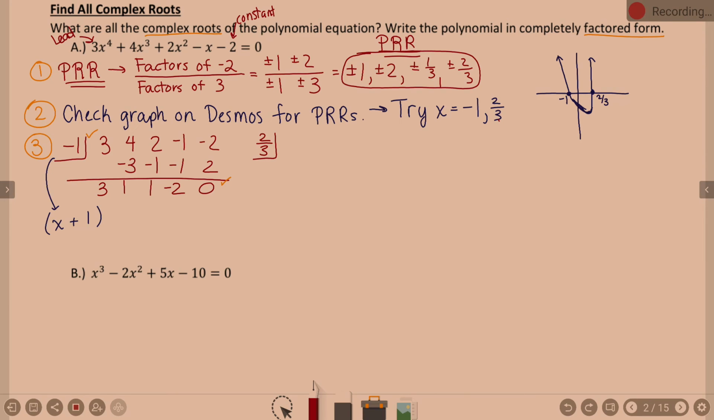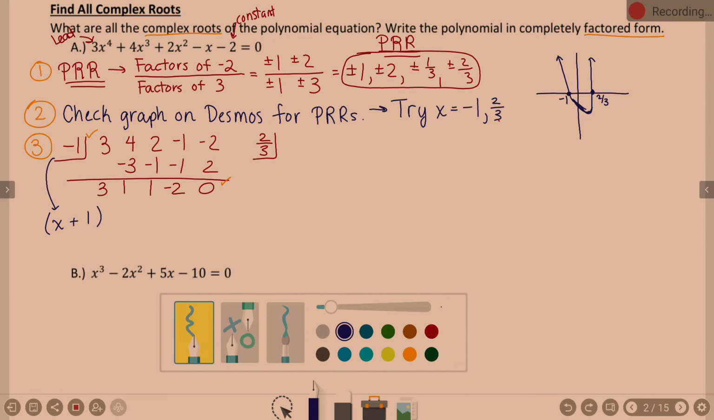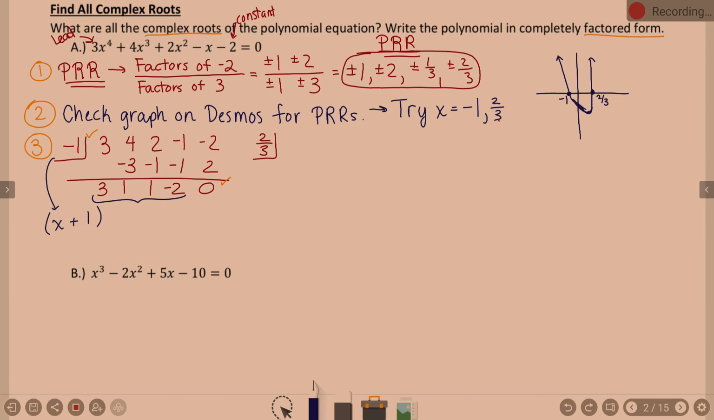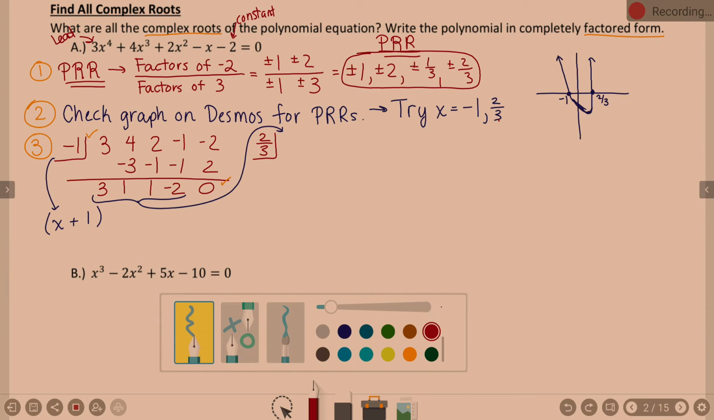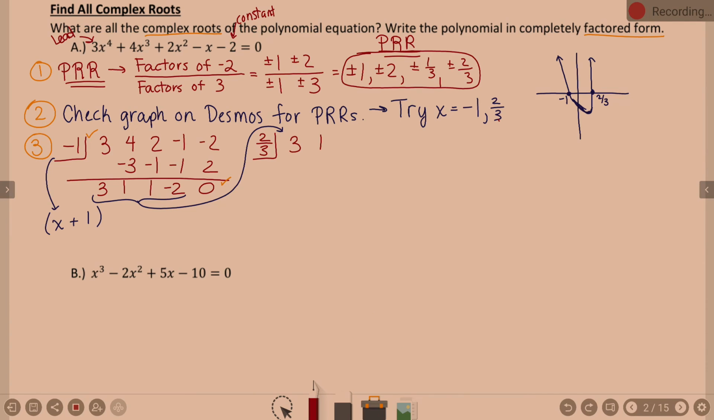Now, what do we use as our row of numbers? Yeah, you need to go back and use the answer from the previous problem. Okay? So we need to use the 3, 1, 1, negative 2. That is important because just like yesterday, we're trying to get it factored down. Okay?